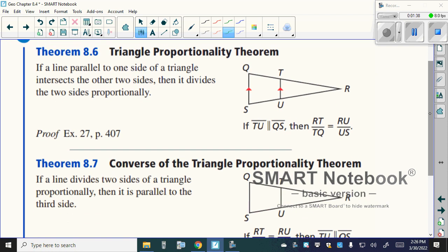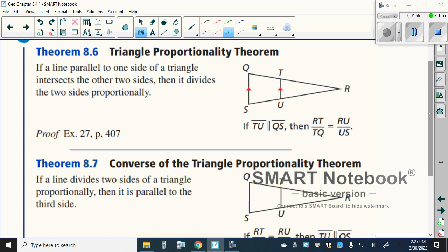All right. Triangle proportionality theorem. What we're doing today with this triangle proportionality theorem, and as we start solving, really isn't going to be any different from what we've been doing when solving. And we'll see that here in a minute.